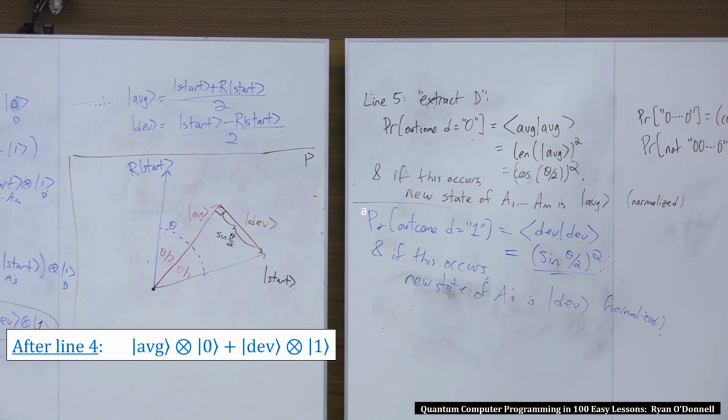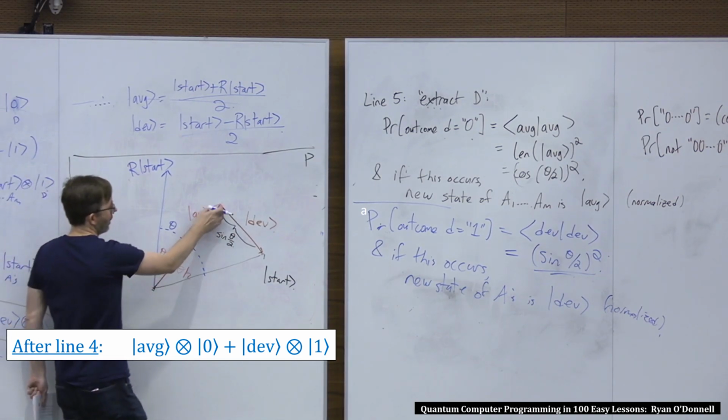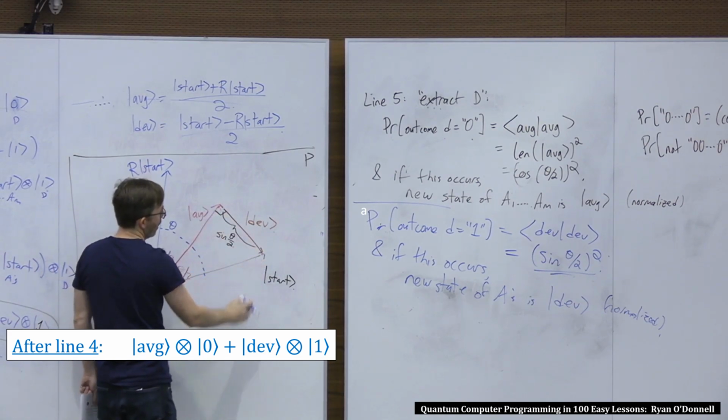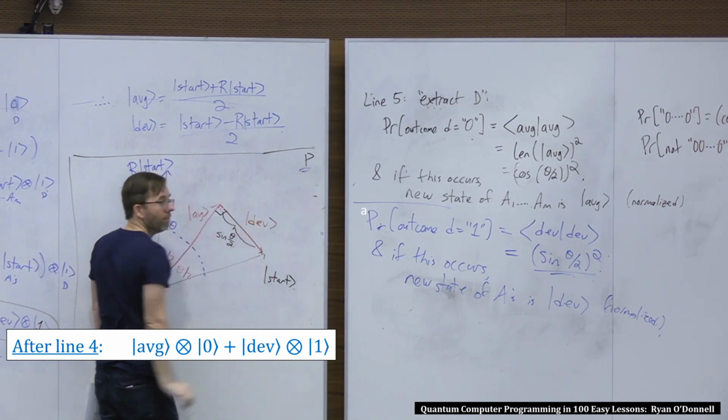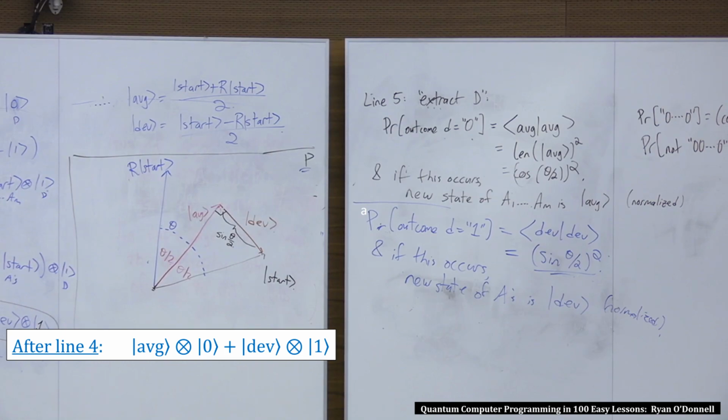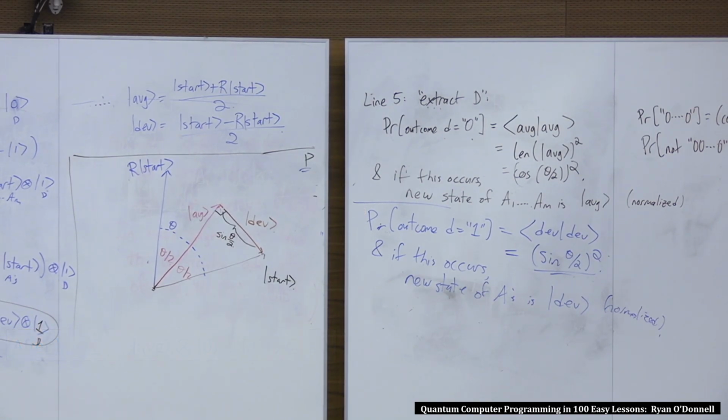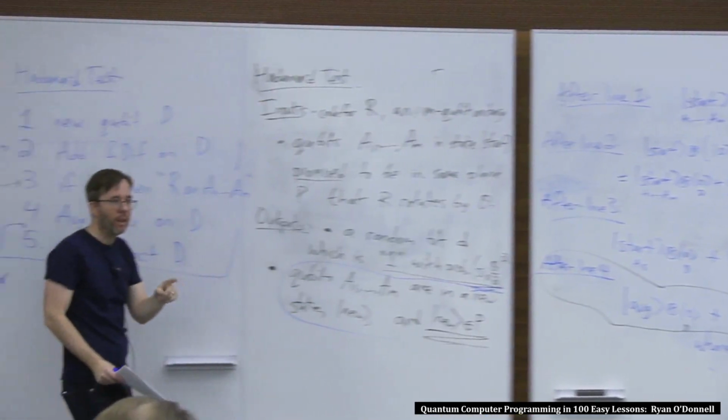Because there are 2 possibilities. This ket nu, the final state of the qubits, is either this average vector or this deviation vector. But either way, it's still in P. So just as we desired. So that's the end of this Hadamard self-test that you can use to do one round of estimation of how much a unitary R rotates a given starting state.